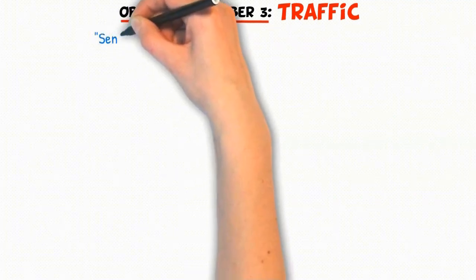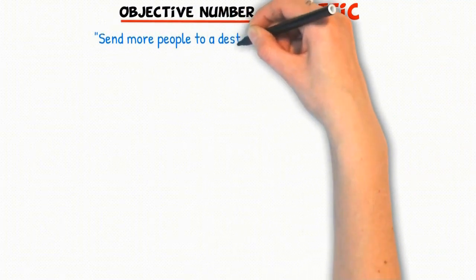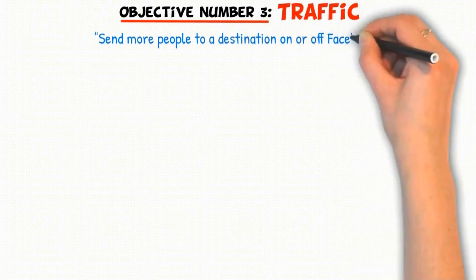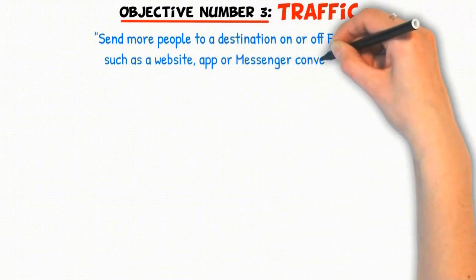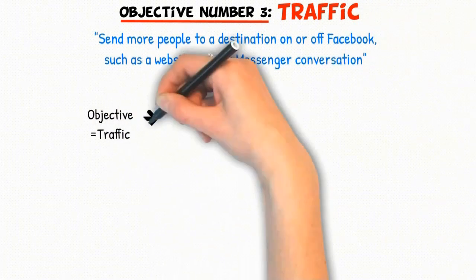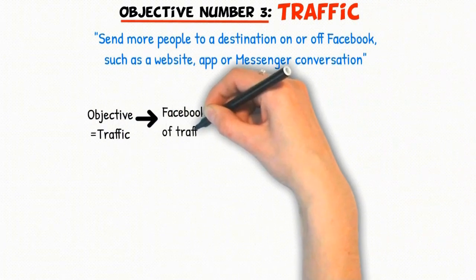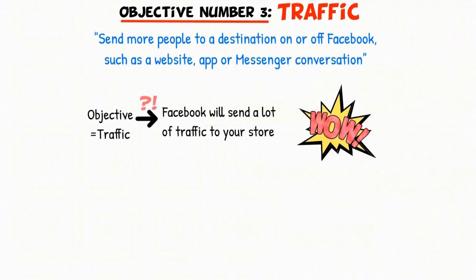Objective number 3, traffic. The simplest translation of this objective is send more people to a destination on or off Facebook, such as a website, an app, or a messenger conversation. If you choose traffic as an objective, Facebook will send a lot of traffic to your store. At first sight, this might look interesting, but let's dig deeper.